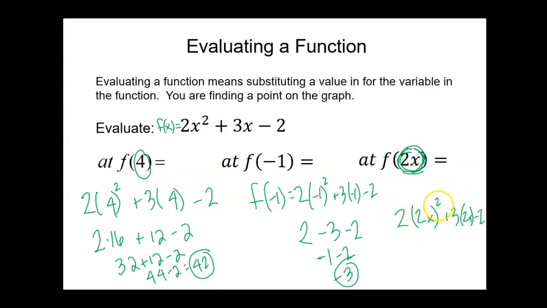So 2x squared, well that means 2 squared times x squared, which is 4x squared times 2. So 8x squared, right? 2 squared is 4, and then x squared, and then I'm multiplying that by 2. So that's 8x squared plus 6x minus 2. So on that one, we're not going to get just a number, right? That one has x's in it still. But that would be what the function is if I plug in 2x for x.